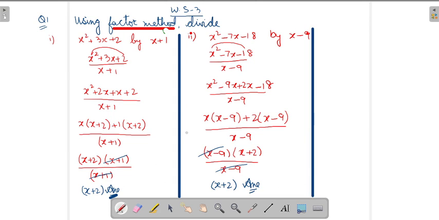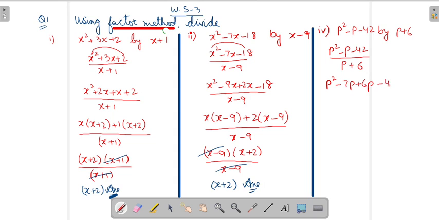Similarly, you can do the third part. Now I am taking the fourth one. In fourth part, same question. Question is p square minus p minus 42 by p plus 6. So p square minus p minus 42 upon p plus 6. Now outer with outer, multiply it, you will get minus 42p square, and split the middle term so that it will come as minus 1p. So p square minus 7p plus 6p, and write both the end terms as it is.